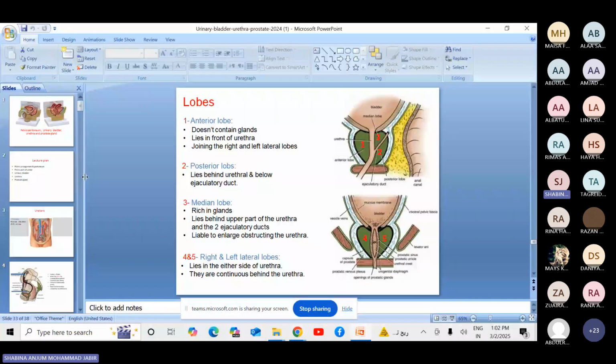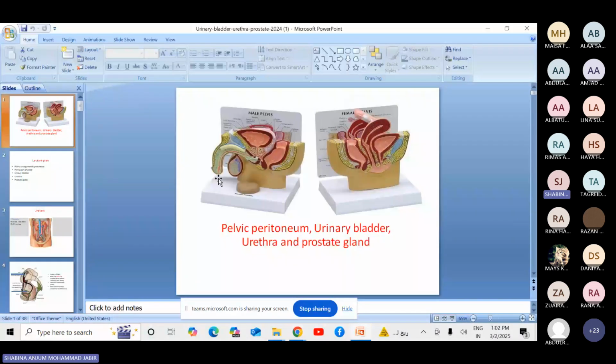Can you see the screen? The peritoneum urinary bladder slide. Yes. Yes. Okay, okay, thank you. Doctor, can you send the lecture?